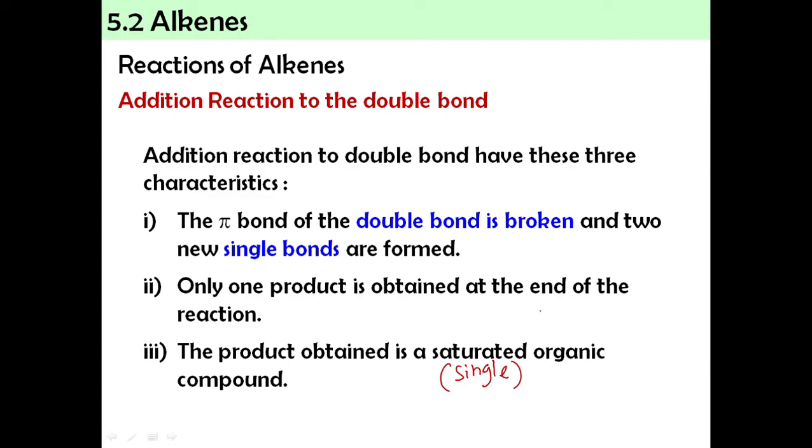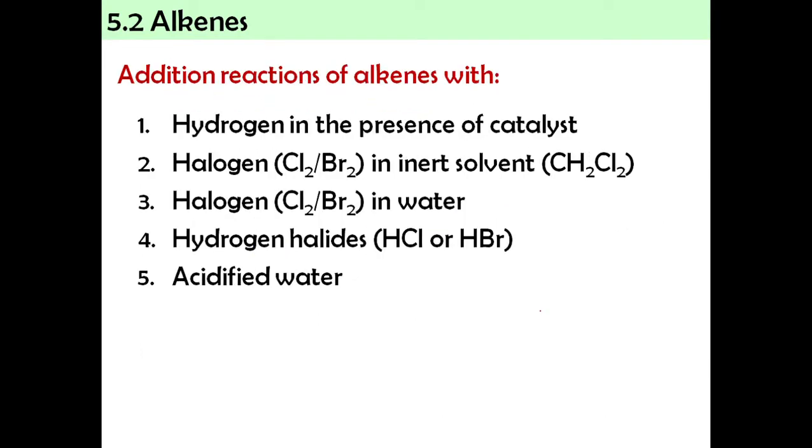Okay. Jadi kita nak tengok 5 jenis reactions. There are 5 reactions of alkenes involving hydrogen in the presence of catalyst, halogen in inert solvent. Okay, untuk third reaction masih halogen tapi solvent dah bertukar menjadi water. Okay, so different solvent, different product. Fourth reaction is hydrogen halide, sama ada HCl atau HBr, and the last one is acidified water.